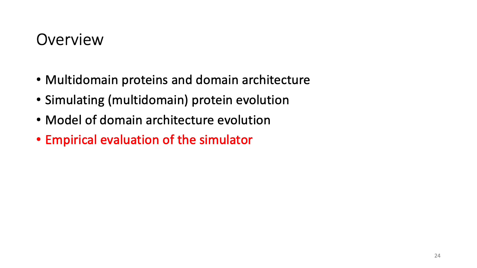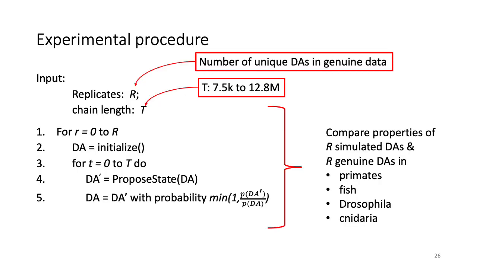Next, I'm going to show empirical results of our simulator. Recall that our goal is to simulate domain architectures that recapitulate properties of genuine domain architectures. Have we realized our goal? How well does the model recapitulate biology? We tested the simulator on 4 metazoan datasets, since multi-domain architectures in metazoa tend to be longer and more varied than in other branches of the tree of life. In each case, we generated a set of simulated domain architectures equal in number to the set of unique domain architectures in the training data, and compared the properties of the 2 sets.